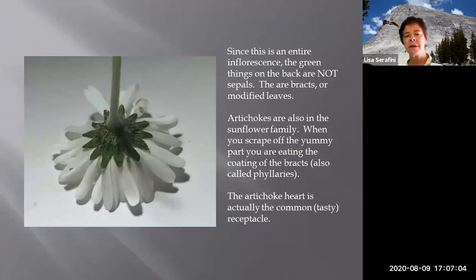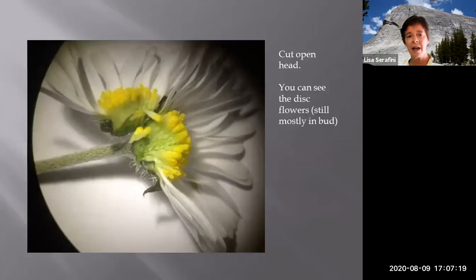Now this type of inflorescence where you have this common receptacle, maybe flat, maybe domed, is called a head. In the sunflower family, you always have a head inflorescence. That's what we typically think of as one flower, but it's not. So this head is cut open. You can sort of see the receptacle down there and there.